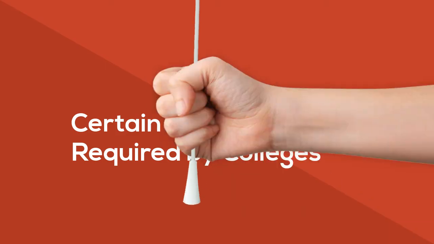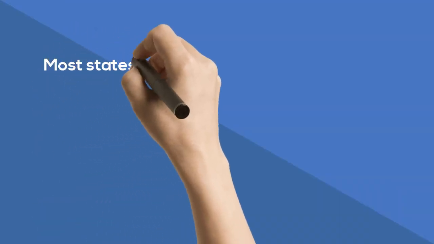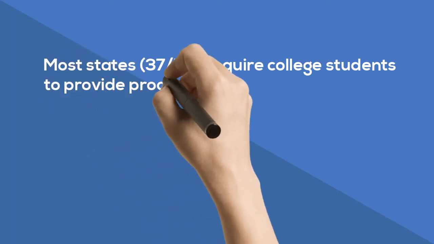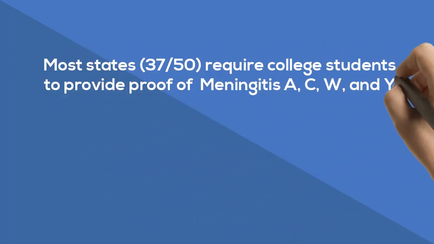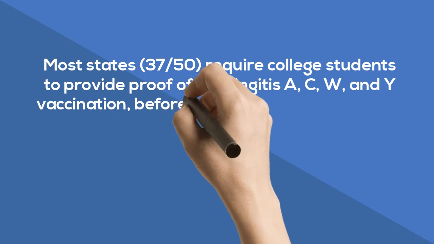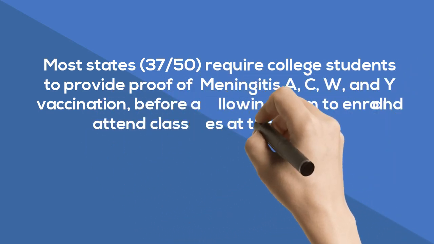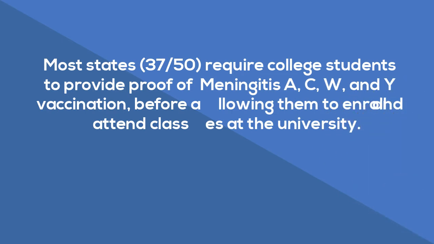In fact, due to the nature of dormitory living, most states, 37 out of 50 states in fact, require college students to provide proof of meningitis A, C, W, and Y vaccination before allowing them to enroll and attend classes at the university.